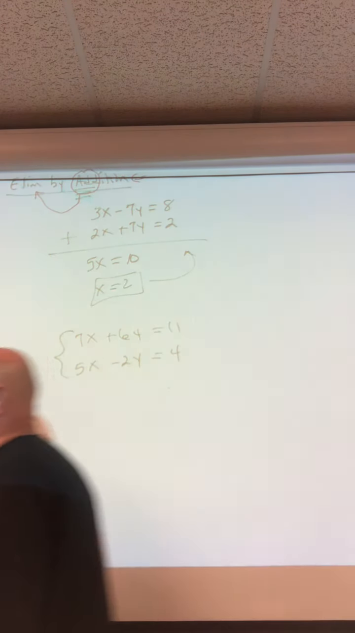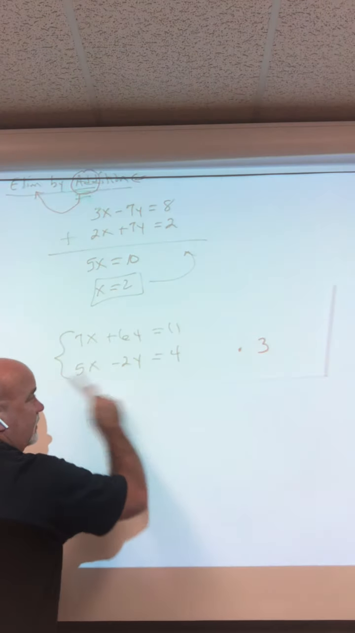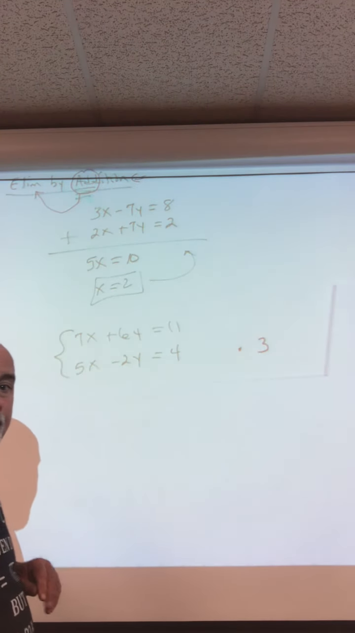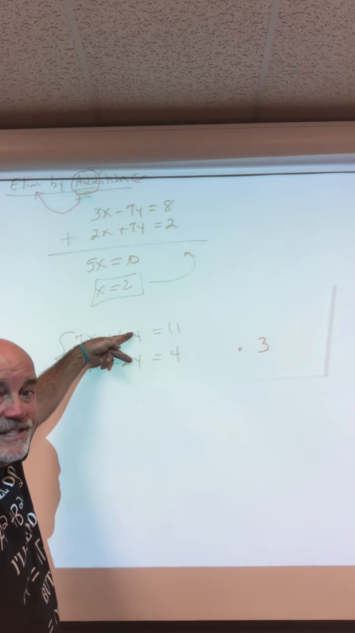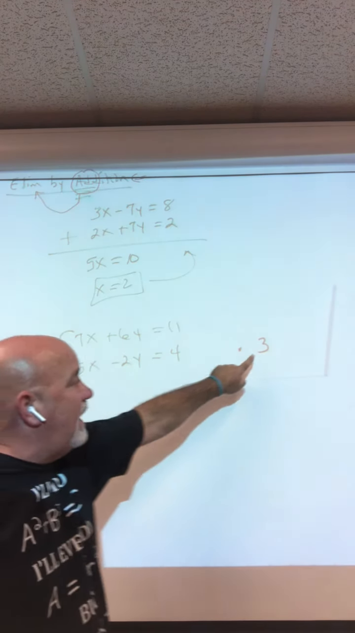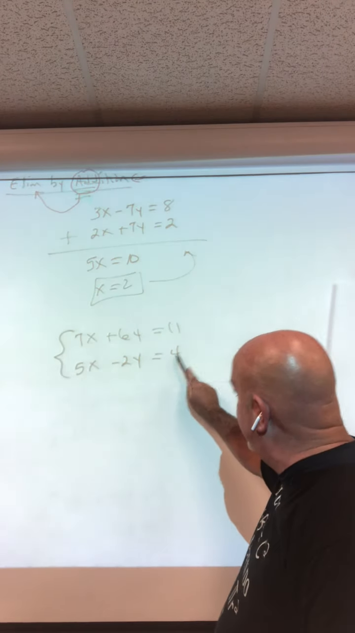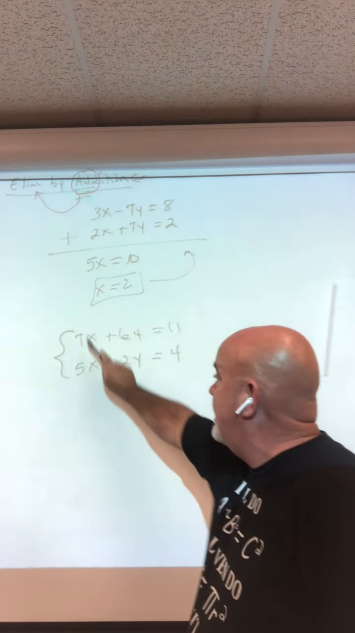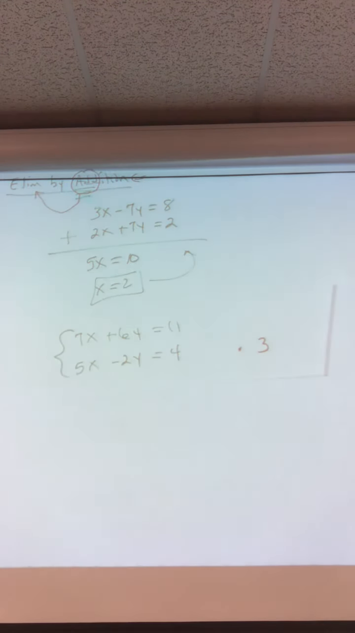So here's what I'm going to do. I'm going to take the bottom equation, the whole equation, and multiply it by 3. Now, why am I multiplying it by 3? So that the numbers in front of y are the same, but one's positive and one's negative. So if I multiply this by 3, you have to multiply the whole equation. So 3 times this, 3 times this, 3 times this. Now, I'm not going to touch the top equation. All right, so what I'll do, leave the top equation alone.